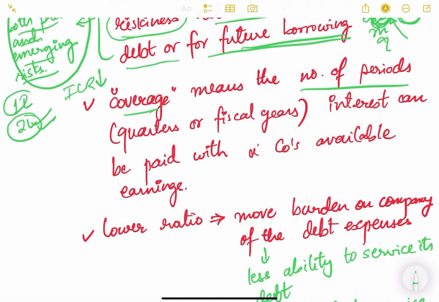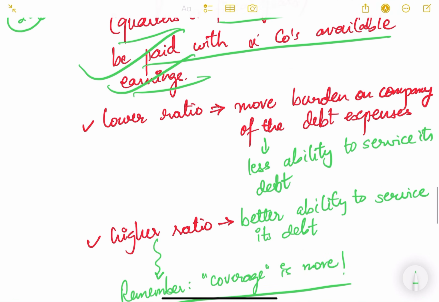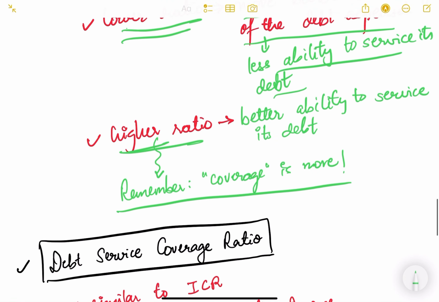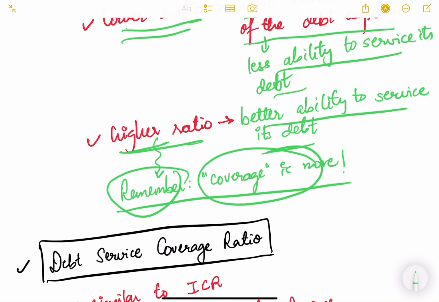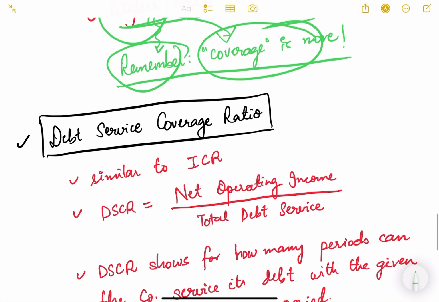Coverage means the number of periods, quarters or fiscal financial years interest can be paid with the company's available earnings. This we have already seen. Lower the ratio, more burden on the company of the debt expenses, that is less ability to service the debt. Higher the ratio means better ability to service the debt. Remember, higher means high coverage, more coverage. Lower means low coverage. Just try to understand this, remember this.